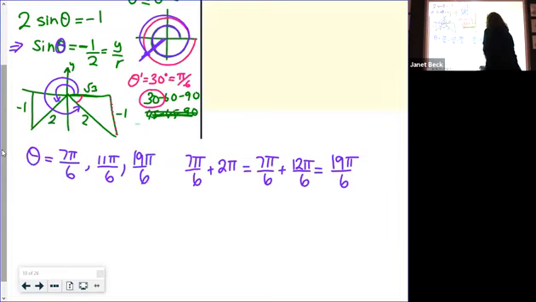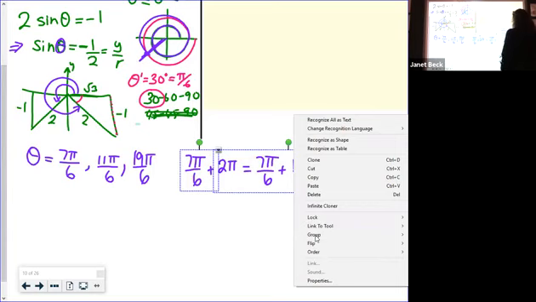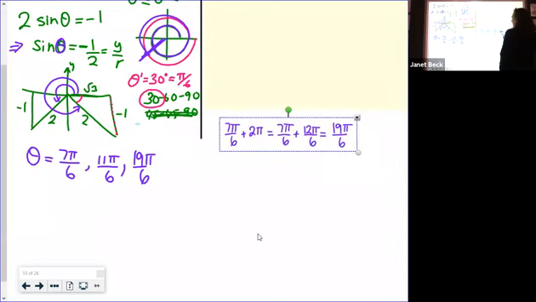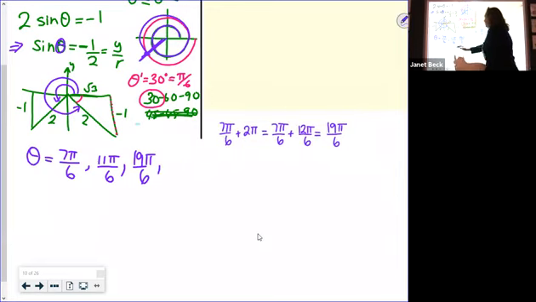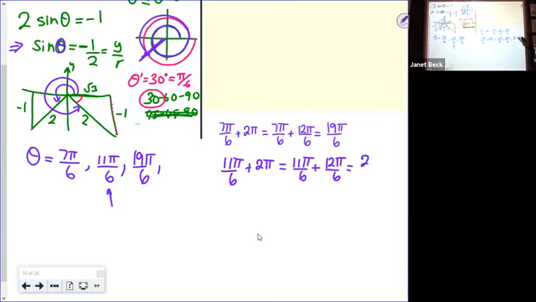Okay. I want to move this work out of the way. Sometimes you can do that in your head if you're any good at that. And then for our fourth solution, we're going to get this one and add a rotation to it. So we're going to have 11π/6. We're adding on 12π/6, which gives us 23π/6.